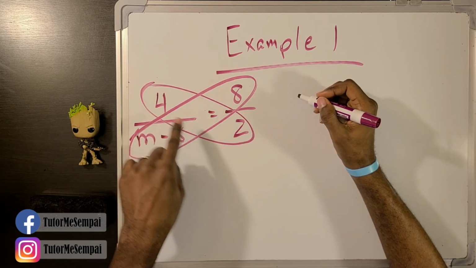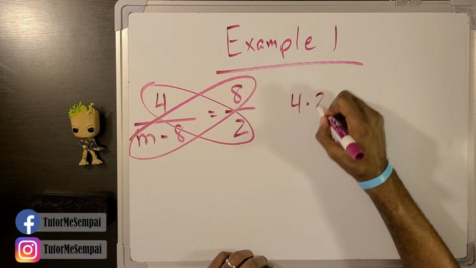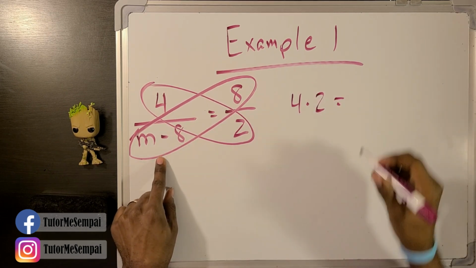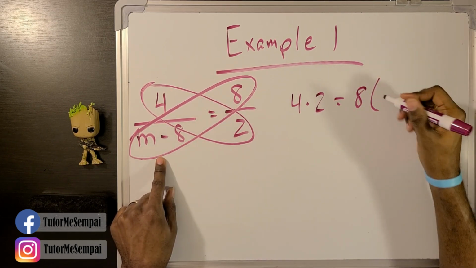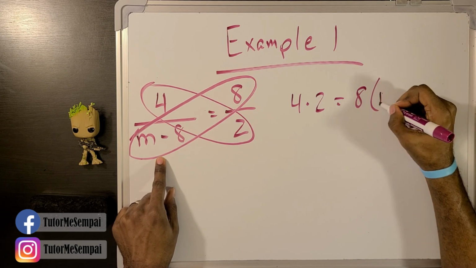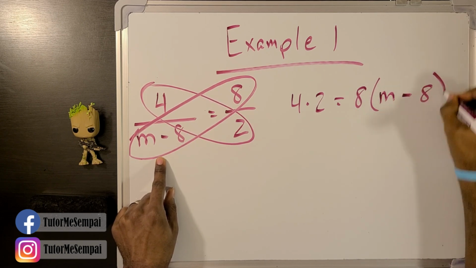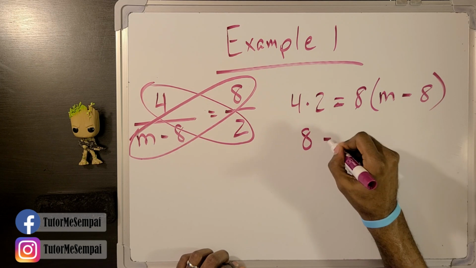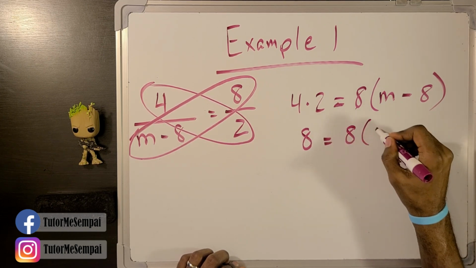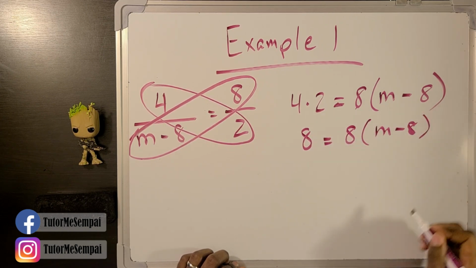So you're going to have 4 times 2, which you get here, and then you're going to have 8 times this thing here. This is our expression. So it's going to be m minus 8. So 4 times 2 gives us 8. So 8 equals 8 times m minus 8.